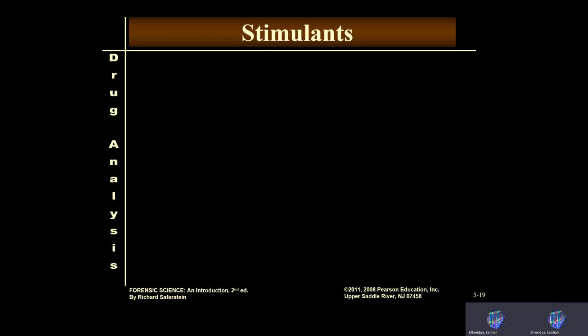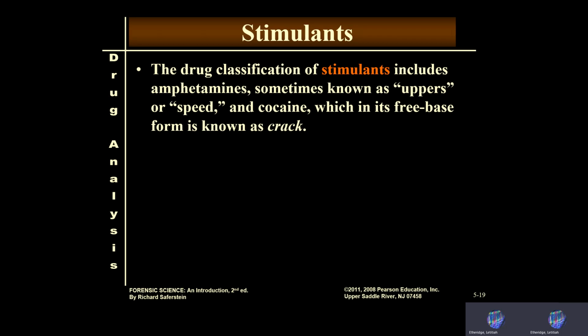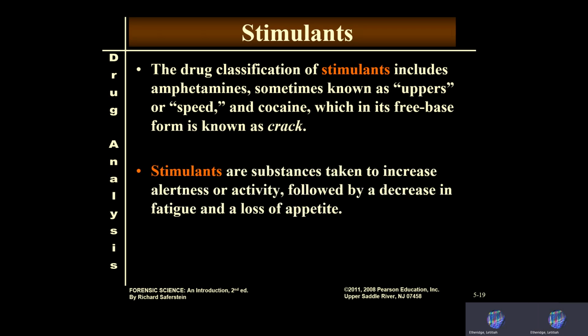Okay, let's move on to the next class, which is going to be the stimulants. So the drug classification of stimulants is going to include the amphetamines, sometimes known as uppers on the street, or speed. Cocaine is going to be in that group. And then we have the freebase form, which is going to be known as crack. Stimulants are substances that are taken to increase alertness or activity. Normally, that's followed by a decrease in fatigue, and then you have a loss of appetite.